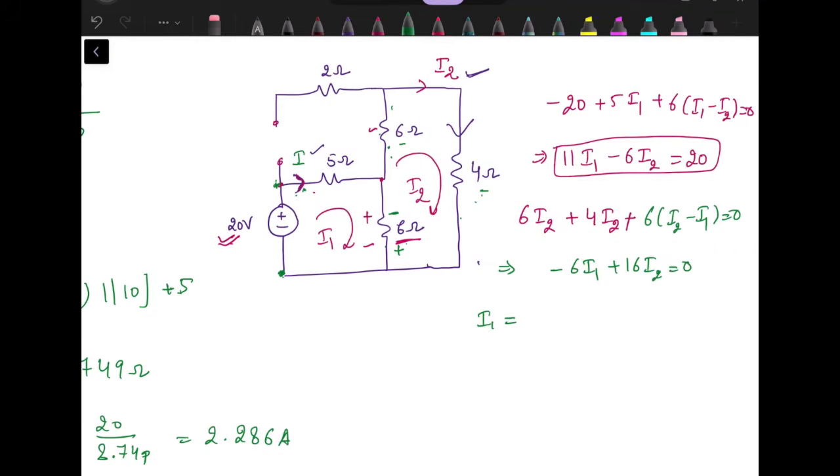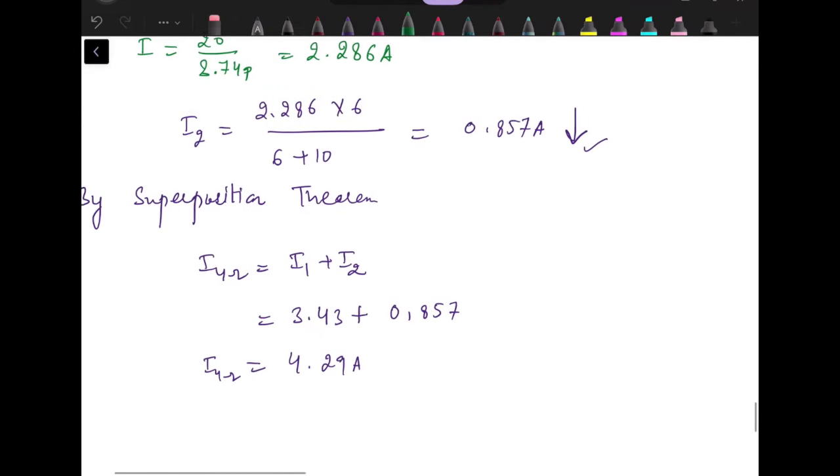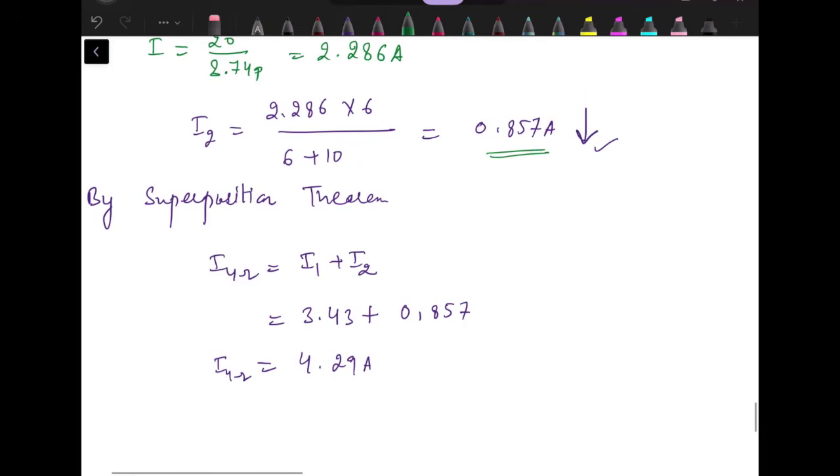From here we will get the answer of I1 as 2.286 and I2 as 0.857 amperes. So this is the same as what we found by the current division rule, which we had applied after finding out what was the current supplied by the 20-volt source.